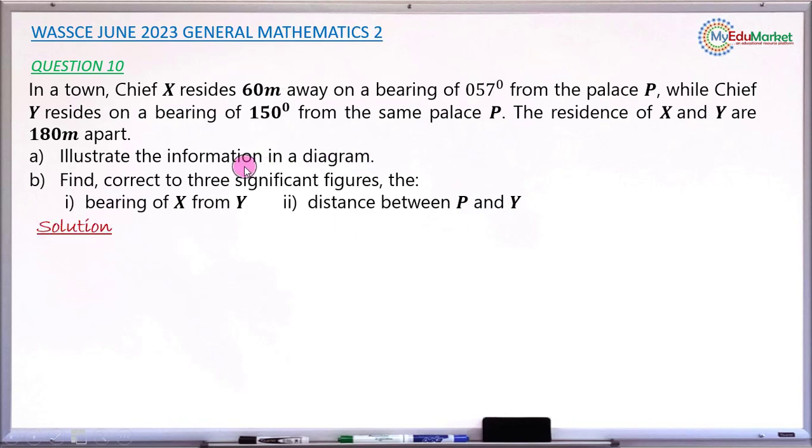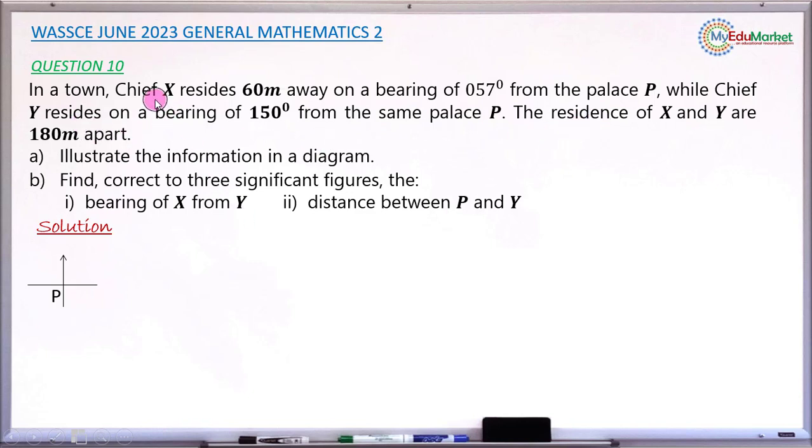So let's attempt to change these statements into a diagram. We have the residence of Chief X and the residence of Chief Y, and their bearings are given from the same palace P. So let me mark the palace P. That will now be my reference point. It is from there I'll take the bearing of Chief X's residence, and it is from there I'll take the bearing of Chief Y's residence.